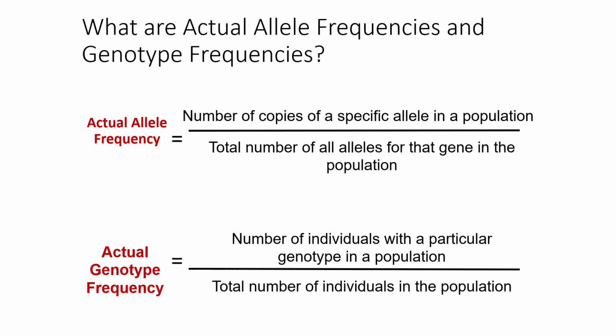So how do we define these allele frequencies? Well, let's look at this. The actual allele frequency is the number of copies of a specific allele in a population divided by the total number of all alleles for that gene in the population. And that is the allele frequency. The genotype frequency is the number of individuals with a particular genotype, be it homozygous dominant, heterozygous, or homozygous recessive, in a population divided by the total number of individuals in the population. Why do I say actual for both of these? Well, we're going to be looking at predicted allele frequencies and predicted genotype frequencies as well today.